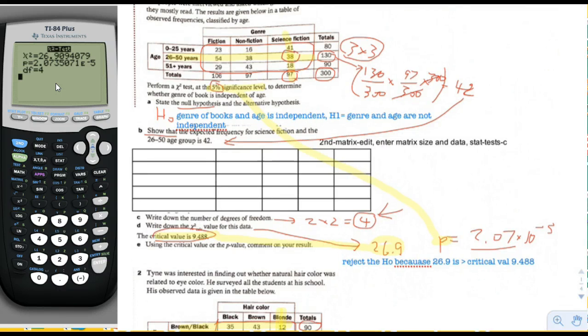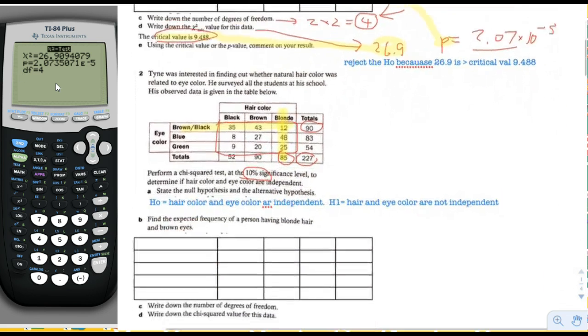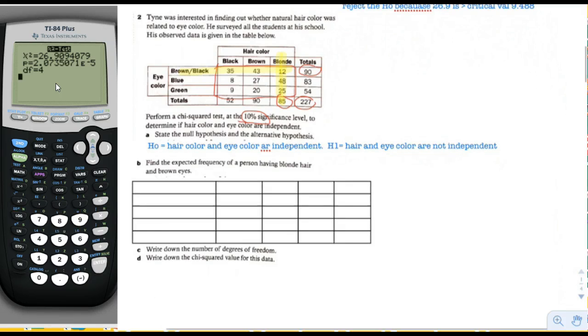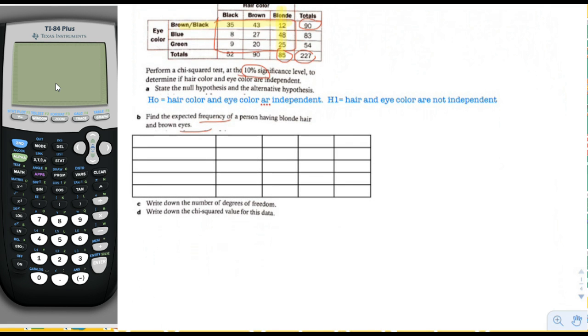And in this case, they didn't say, for example, like the last time, when they asked us to show that the answer is 42. So we had to do the calculation. In this case, they just say find the expected frequency. If it's just find the expected frequency, the calculator can do it for us. Basically what they want is the expected frequency for this position, right? So let's just do it with the calculator. We'll do everything with the calculator.